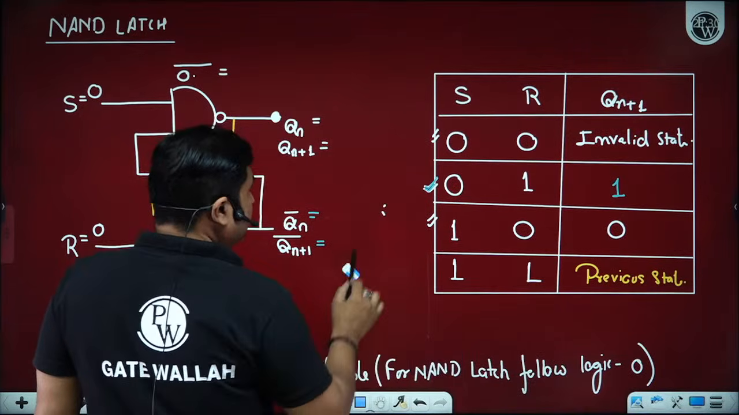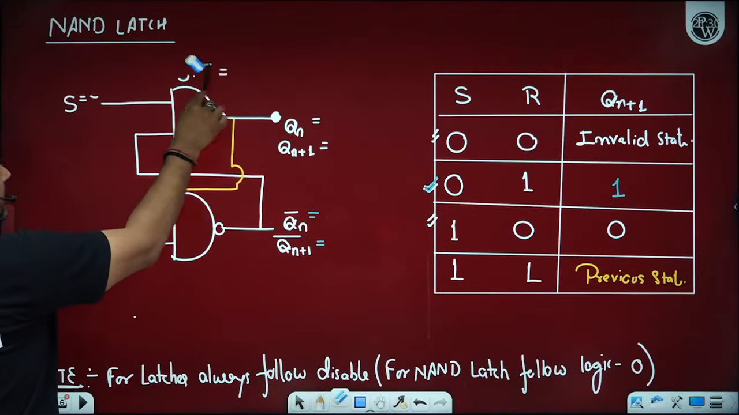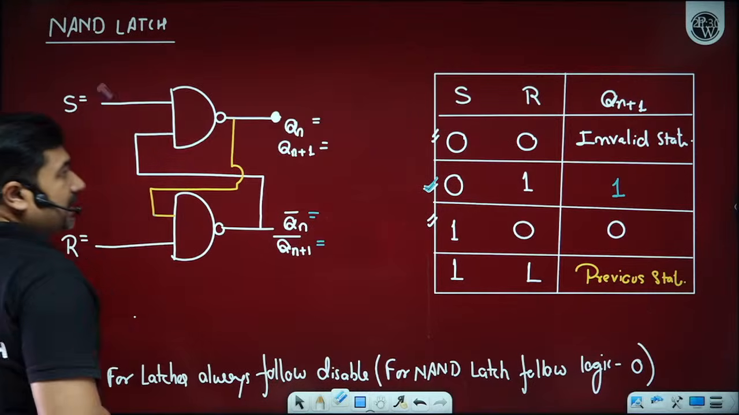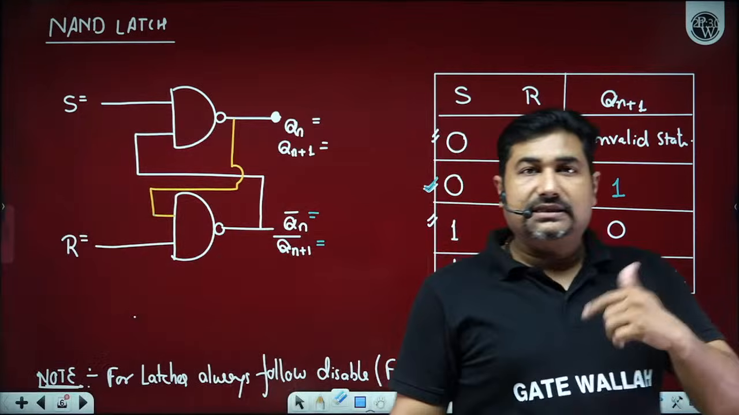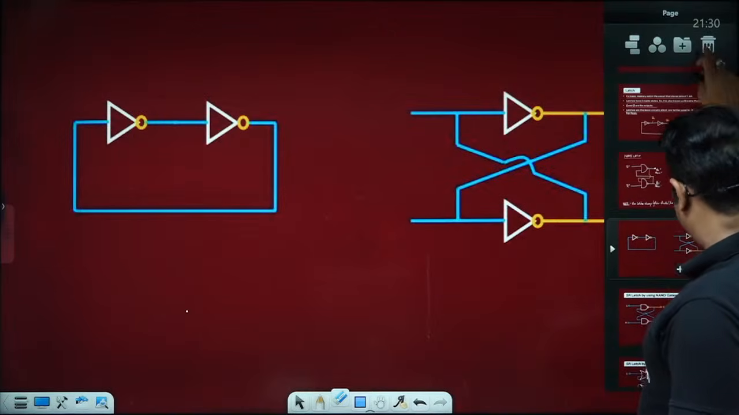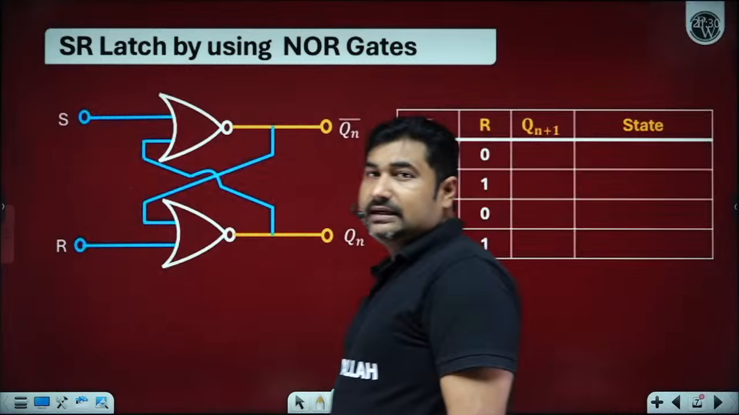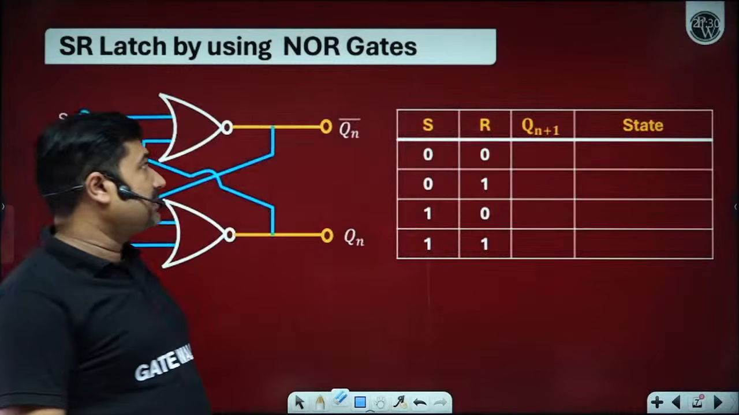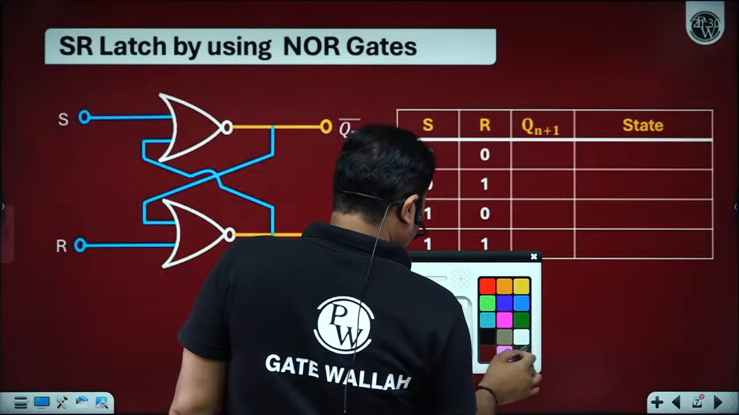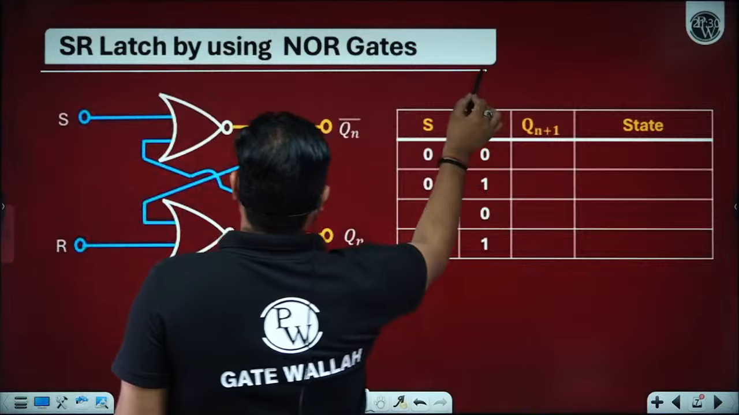So now we know about the first part, that is the NAND latch. Latches don't have any fixed truth table. Always follow disable for the latches. Let's have one more, that is the NOR latch. If the latch is designed by using NOR gates, then the latch is called a NOR latch. So NOR latches are those latches which are designed by using NOR gates.